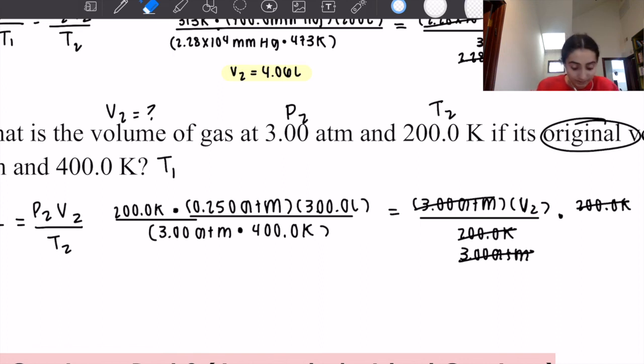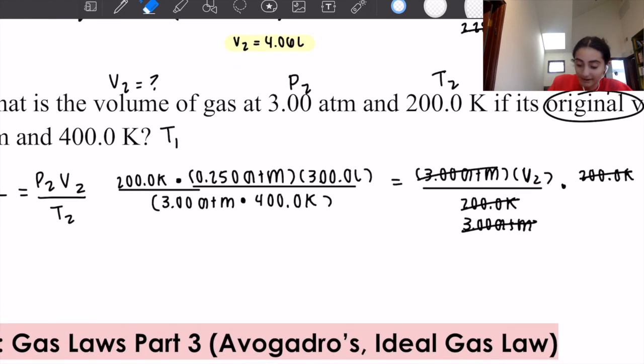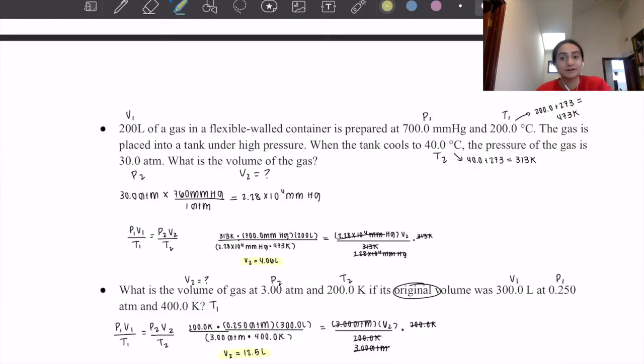So now I'm going to do 200 times 0.25 times 300 divided by, and I'm remembering to put in parentheses, 3 times 400. So if I plug everything into my calculator, making sure to put parentheses around the denominator, I get that our final volume is equal to 12.5 liters. And that is our practice on the combined gas law.